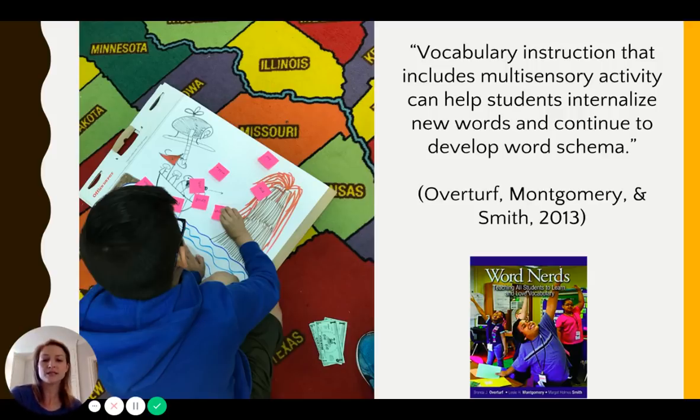So Word Nerds is another great resource about vocabulary instruction. And it talks about how multisensory activities can really help students to internalize the word. So I feel this is a really great example of a multisensory activity because, as I mentioned, it's incorporating so many different elements. It's the tactile, it's the visual, it's the creative thinking. There's so much to it. And students really, really enjoyed it.